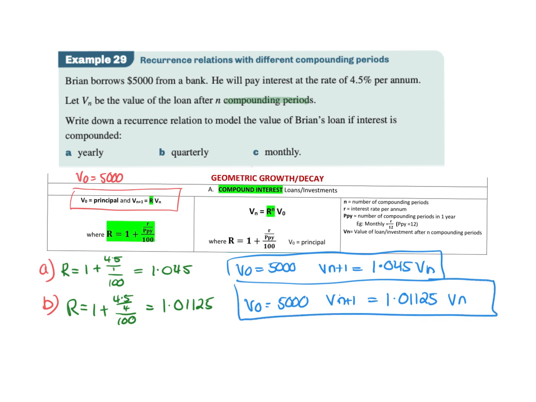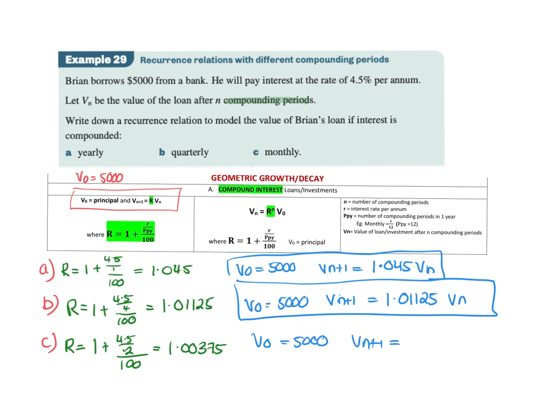And then our last one. So you can see sometimes they might give you a recurrence relation where you might not be able to see the nominal rate, the per annum rate. You will have to, say in that second one, times that 0.01125 by 4 to see what the per annum rate is. Okay? So the last one, if it was monthly, it would be divided by 12 over 100. So we end up with 1.00375.